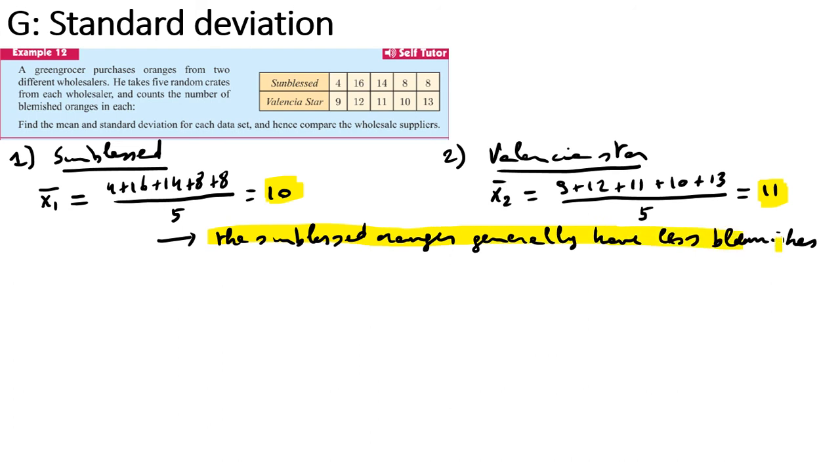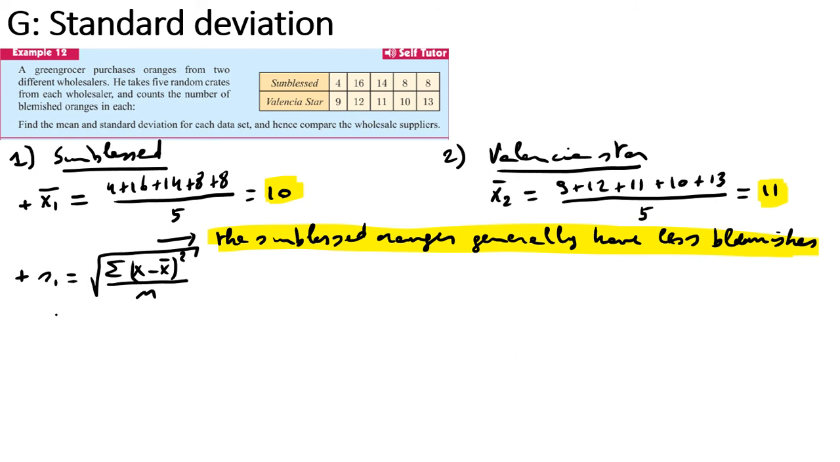So the Sunblest oranges generally have less blemishes. Okay, and now we also have to find the standard deviation for the first one. Let's call that S1, which is equal to the square root of the sum of the deviation squared divided by the number of values in our data set. So let's first find the numerator in our square root here.